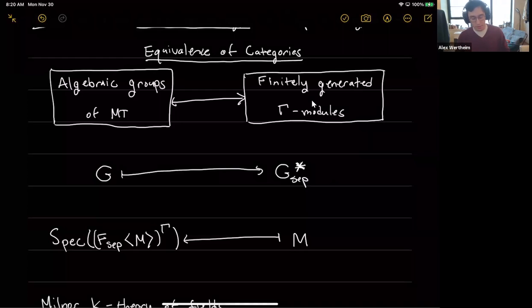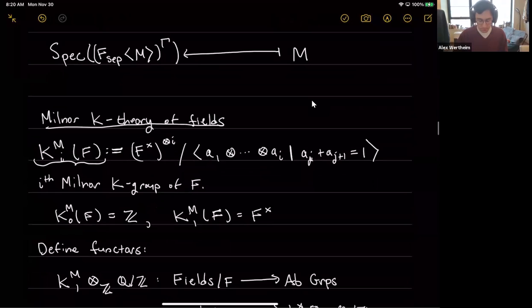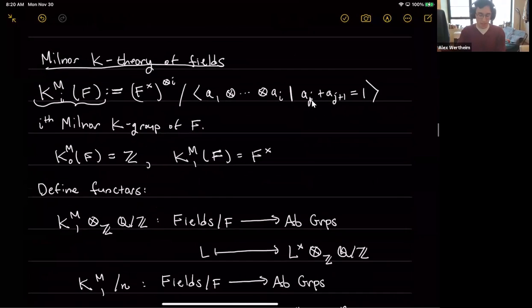And I should note that under this equivalence of categories, the subcategory of diagonalizable group schemes sitting inside groups of multiplicative type is equivalent to the subcategory of Gamma modules with trivial actions. So that is to say, the subcategory of finitely generated abelian groups. So that addresses the class of group schemes.